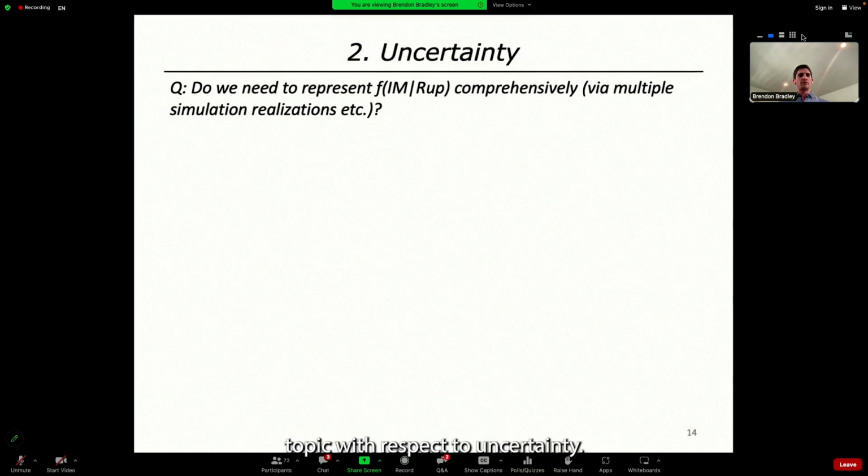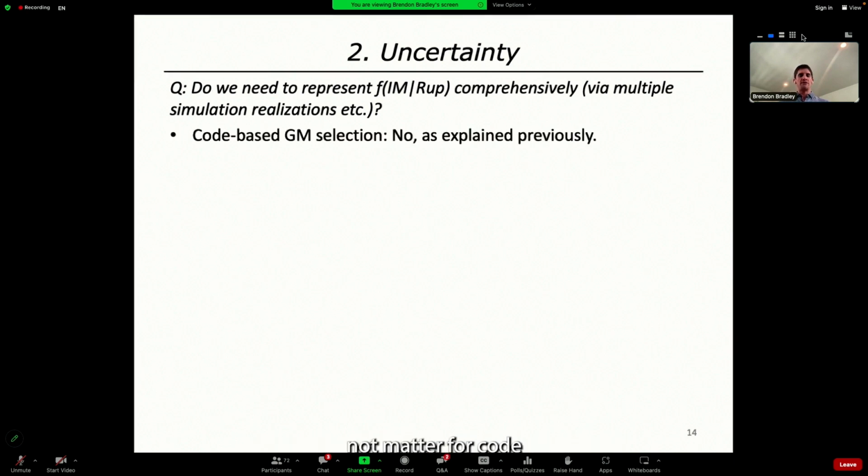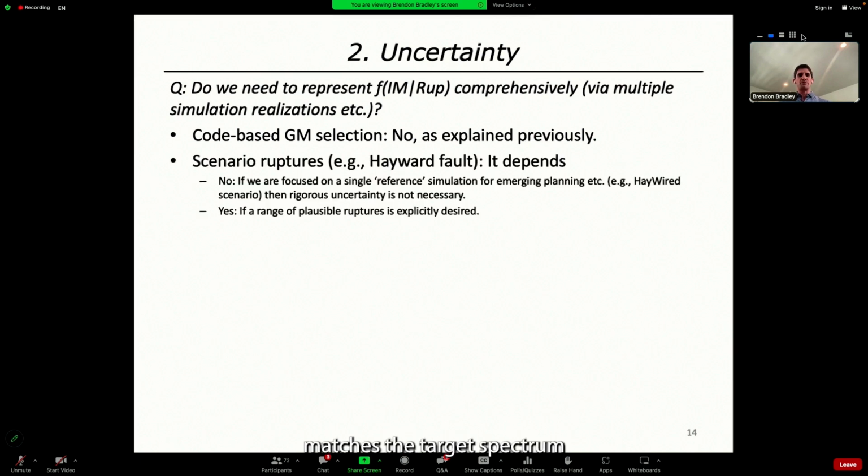The second topic, with respect to uncertainty: do we need to represent the distribution of intensity given rupture comprehensively via multiple realizations, or does it actually not matter? For code-based ground motion selection, the example used in the last slide, no, for the reasons I mentioned, largely that we're just focused on how well each individual time series matches the target spectra. For scenario ruptures, for example, scenario simulations of the Hayward fault, it would depend. If we were just focused on a single reference simulation for something like emergency planning, e.g. the Hayward scenario, then really we're just picking some best reference case, and we're not too worried about rigorous uncertainty treatment.